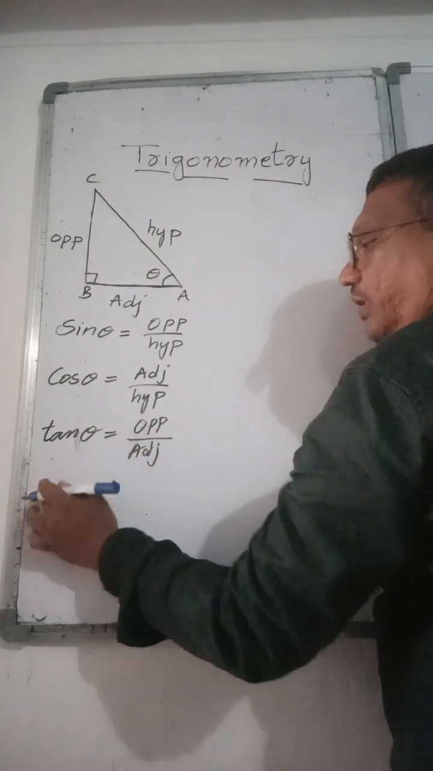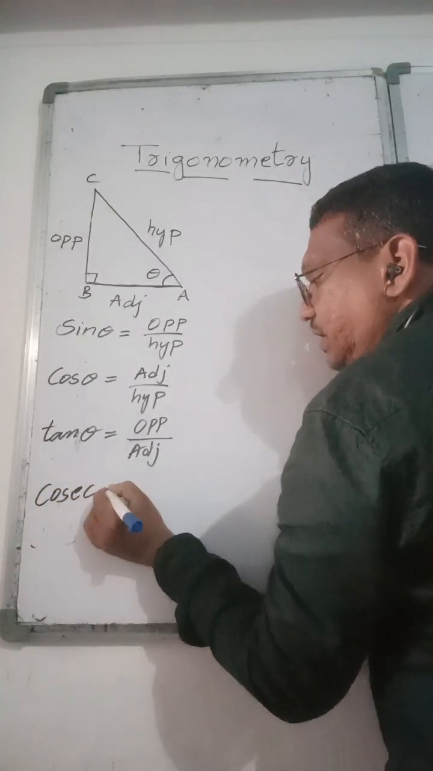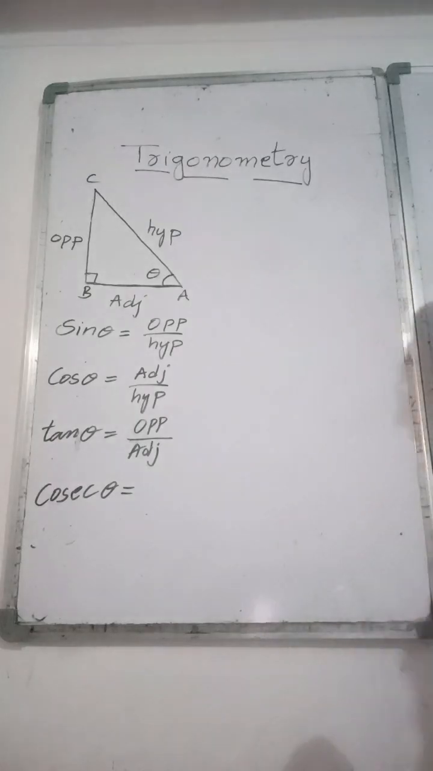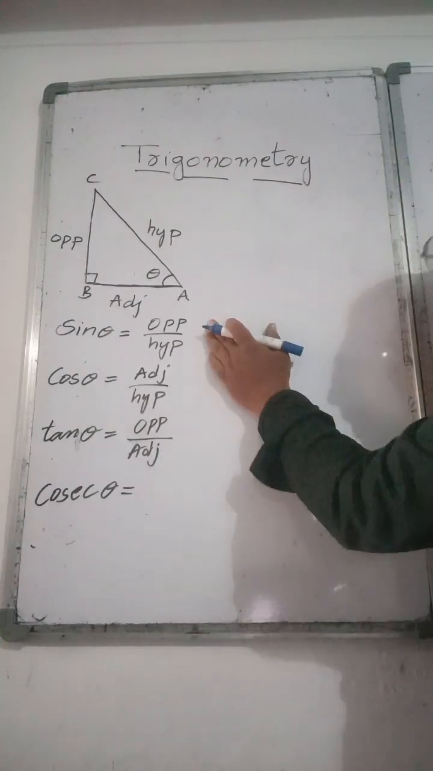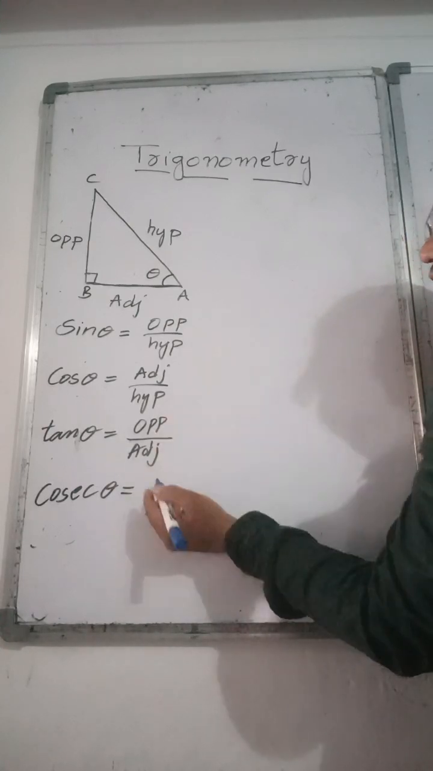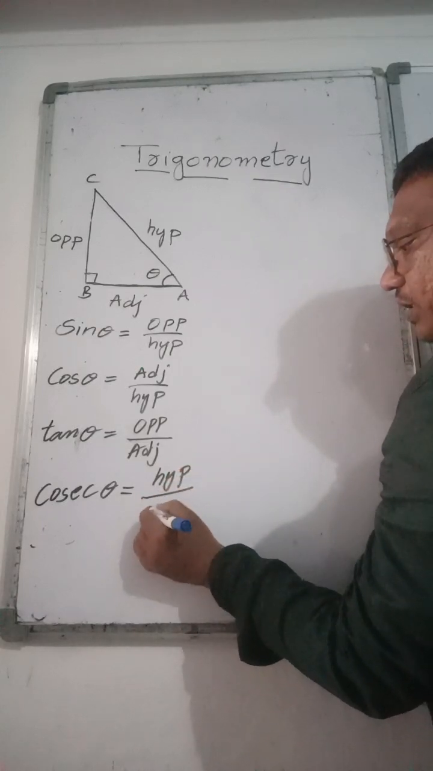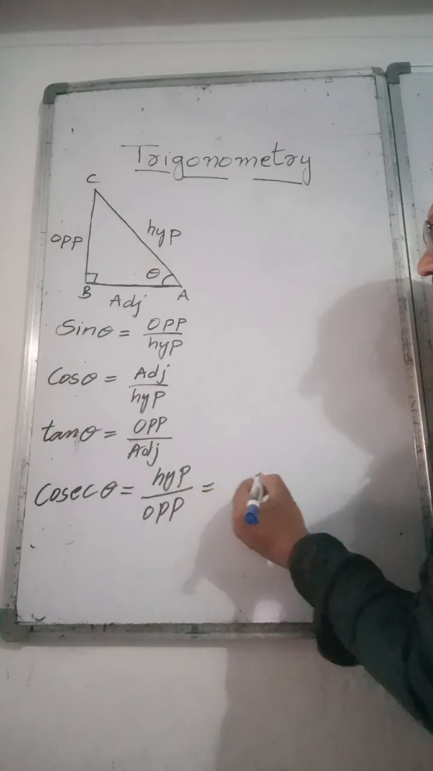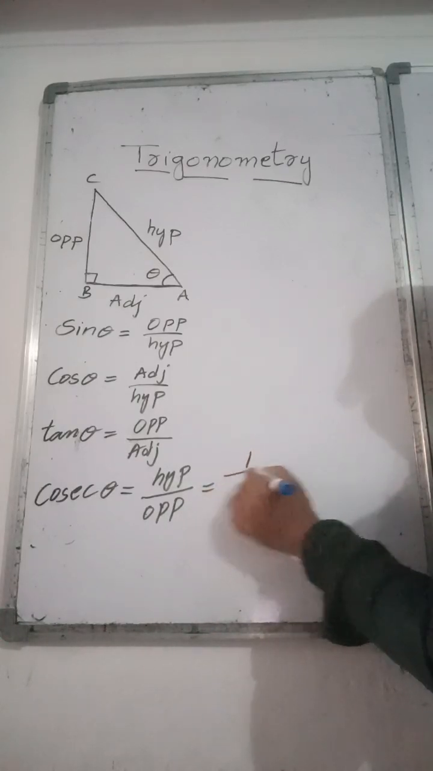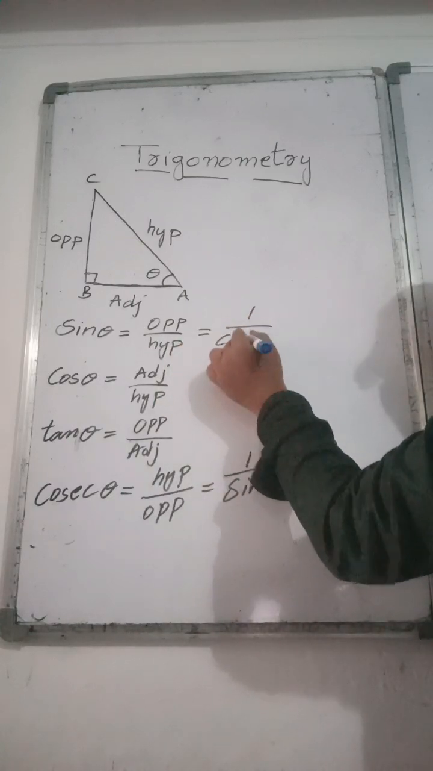What are the other three? The next one is cosec theta. Actually the full form is cosecant theta, in the short form cosec theta. Cosec theta is the opposite of sin theta. As sin theta is equal to opposite by hypotenuse, cosec theta will be hypotenuse by opposite. As I said, it is the reciprocal of sin theta, so we can write 1 by sin theta, and sin theta is 1 by cosec theta.